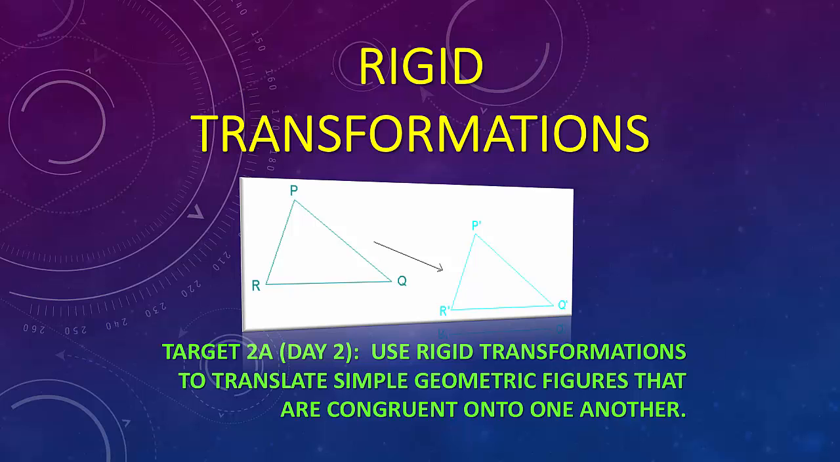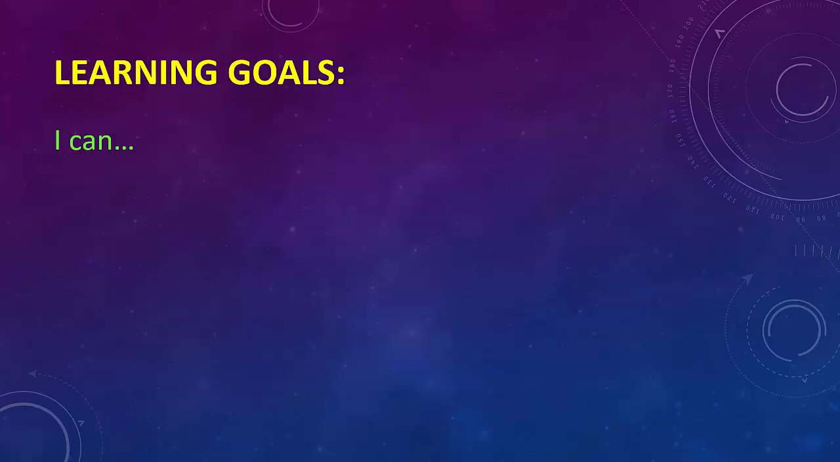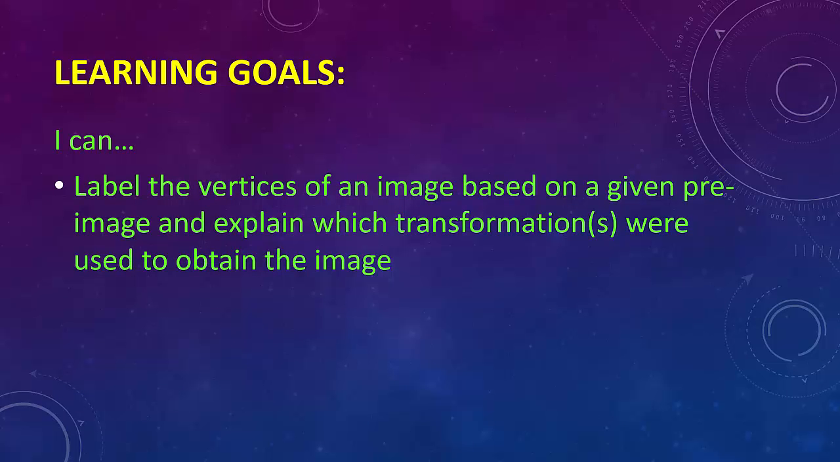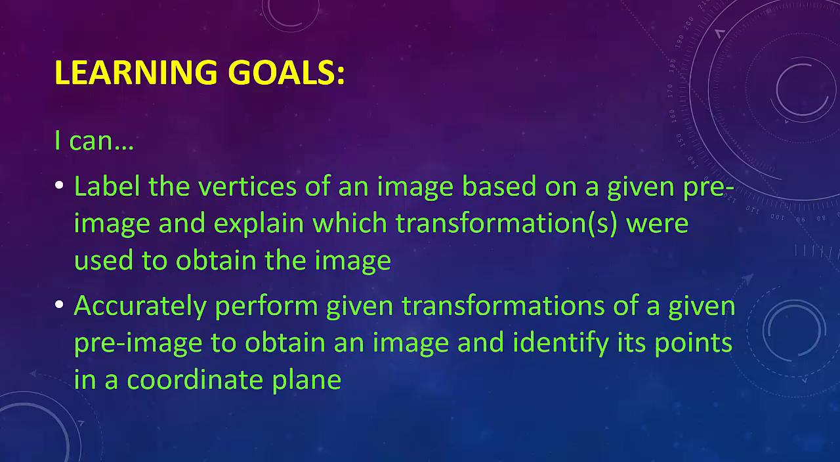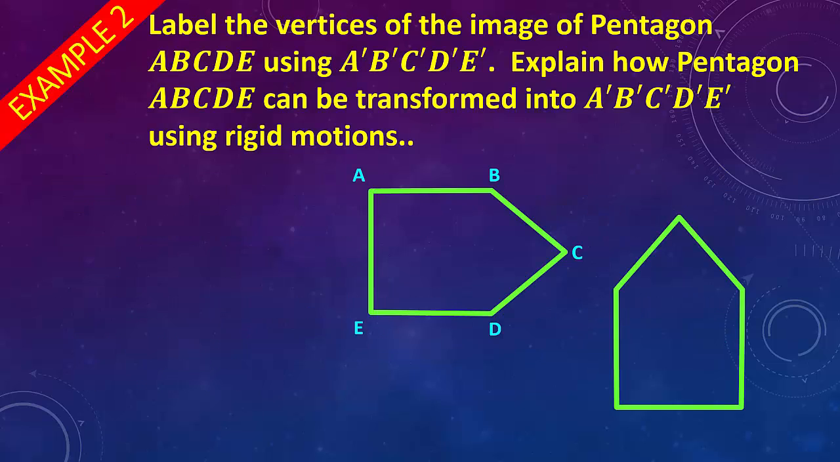All right, time for day 2 of rigid transformations. Learning goals for this day: I can label the vertices of an image based on a given pre-image and explain what transformation or transformations were used to obtain the image. And I can accurately perform given transformations of a given pre-image to obtain an image and identify its points in the coordinate plane. What does all that mean?